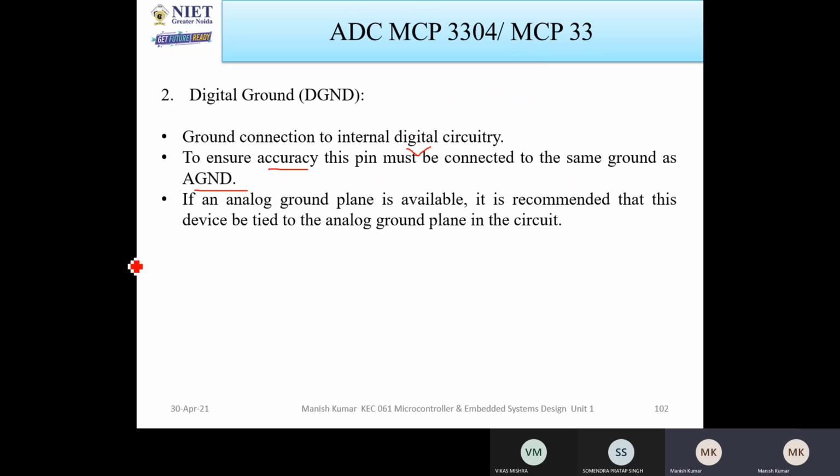Remember that. If an analog ground plane is available, it is recommended that this device be tied to the analog ground plane as well. Let us consider you are not connecting DGND anywhere, it's fine, no problem. With the help of AGND, it will work out. But if you connect AGND and DGND to different grounds, then it creates a problem. Generally AGND is used as default in 90% of cases.